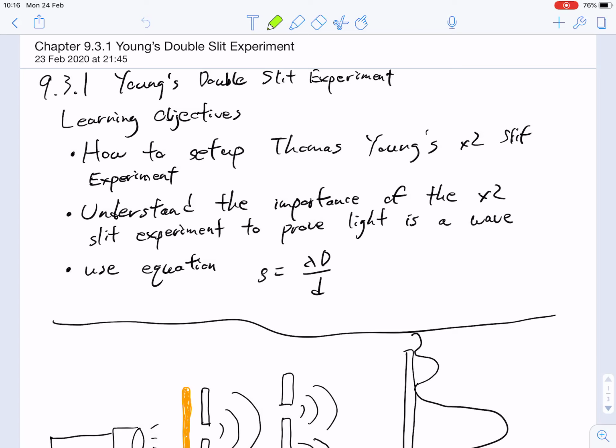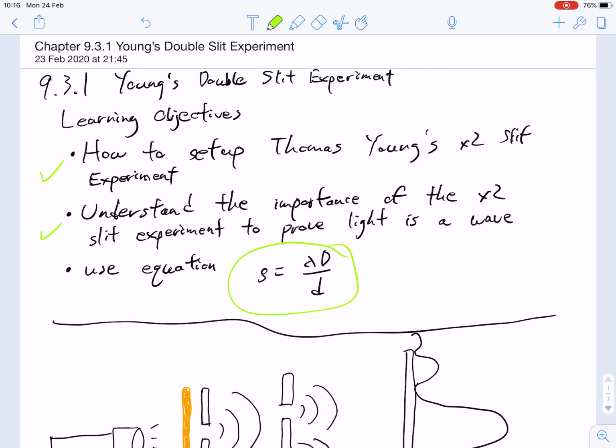This time we're looking at chapter 9.3. In this video I'm going to try to keep it as short as possible as we're looking at Young's double slit experiment, which we've briefly discussed. We've looked at this equation back in chapter 4. And we're going to go into a few more details here, specifically about how Thomas Young himself set up a double slit experiment, how you can set up a double slit experiment, as well as the importance of the double slit experiment to prove that light is a wave.